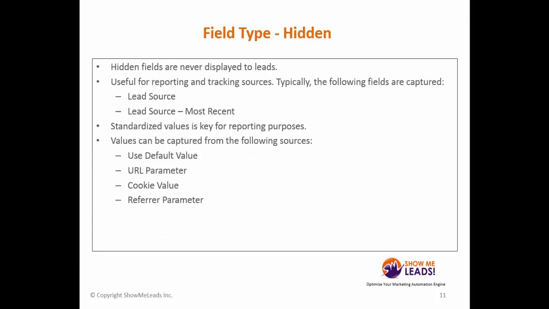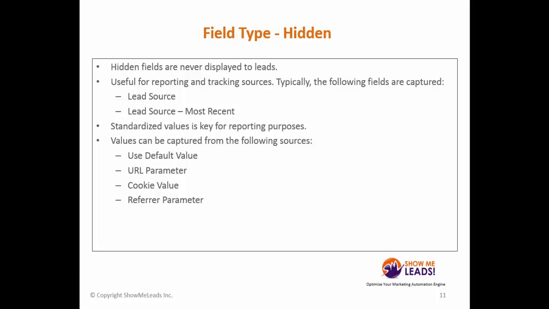Hidden fields are never displayed to leads. Now, hidden fields are very useful for reporting and tracking on sources. Typically, the following fields are always captured, such as lead source or lead source most recent. Now, lead source would have blocked updates, but lead source most recent would continuously be updated so that you would have the latest lead source for that lead. You want to make sure values are standardized for reporting. That'll make your life way easier.